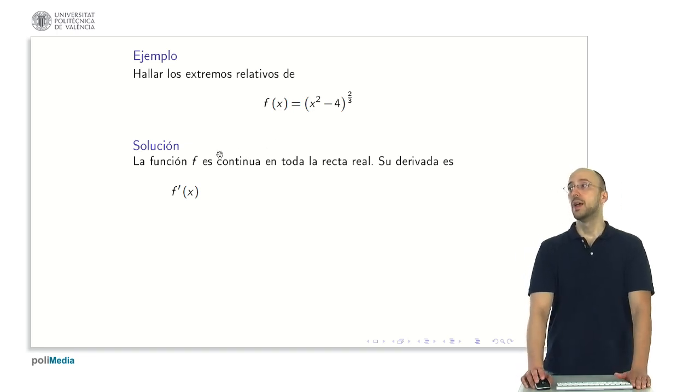Let's see the function f, which is continuous across the entire real number line. There is no point at which the function shows discontinuity, since it's simply a polynomial raised to a power, a rather straightforward case. When it comes to its derivative, it gets a bit more complex.